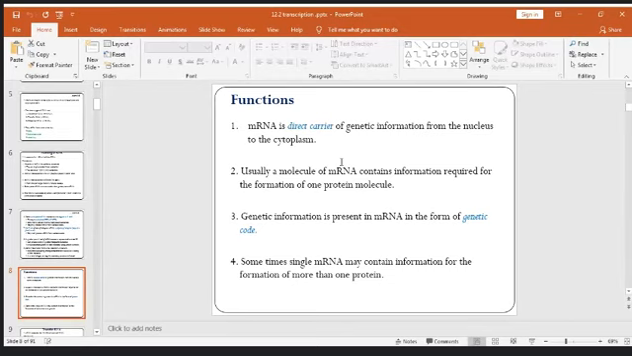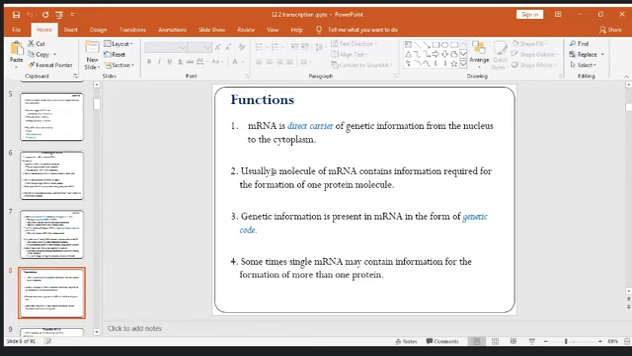The ribosome is found in the cytoplasm, as well as the amino acids required for the synthesis of the protein. That is the reason we say the major function of the messenger RNA is acting as a direct carrier of genetic information from the nucleus to the cytoplasm.